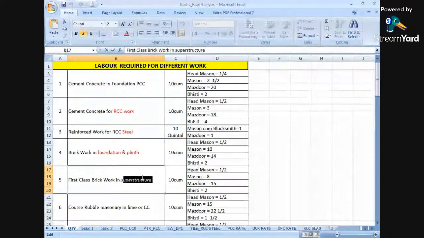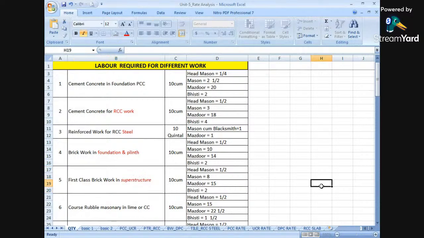What about the brickworks in superstructures? Somewhat different things are required in superstructures. Head mason required is 1 by 2, mason required is 8, Mazdoor required is 15, and Bisti required is 2. The head mason is the same, but here mason, instead of 10, is 8, whereas in Mazdoor we have increased by 1, as 15 Mazdoors are required, and Bisti we require as 2.